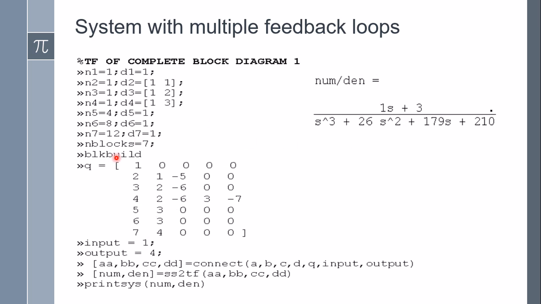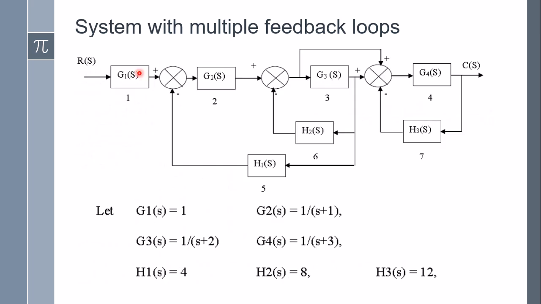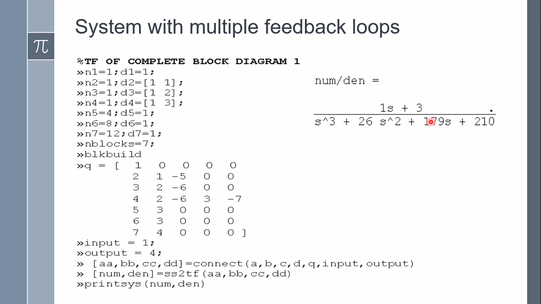You can see here, for implementing this blkbuild command, what we first need to do is define the system numerator polynomials and the denominator polynomials with the template of ni and di. Ni indicates the numerator of the ith block and di indicates the denominator polynomial of the ith block. So totally we have 7 blocks in our system, G1 to G4 and H1 to H3.